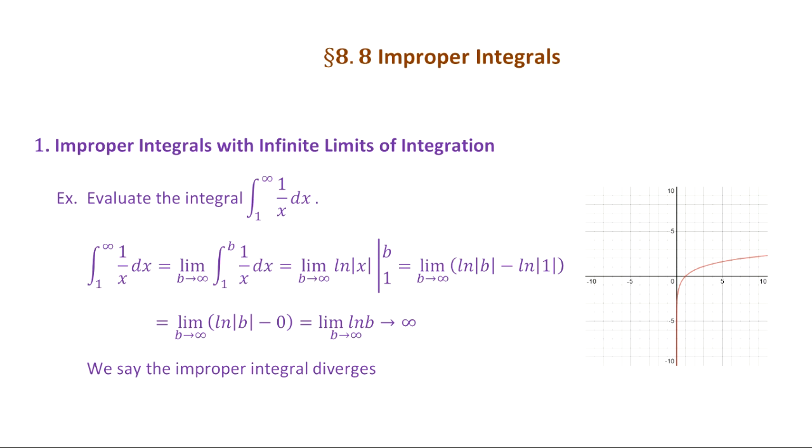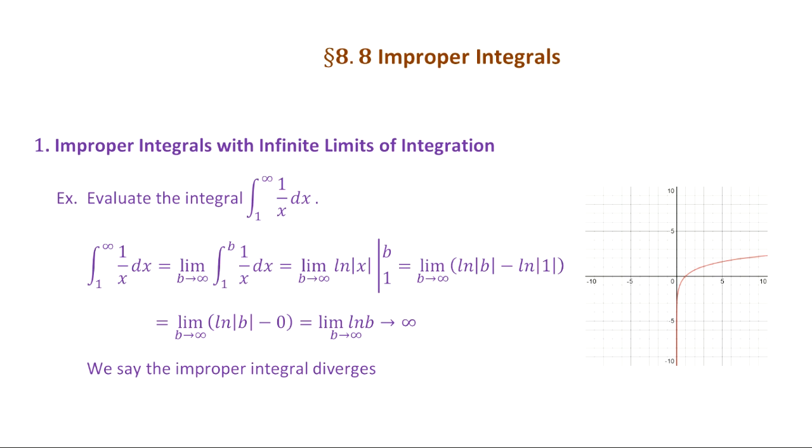Let's do some examples. Let's try to evaluate the integral of 1 over x from 1 to infinity. That is an improper integral with infinite limits of integration because the upper limit of integration is infinity. So that's this type.